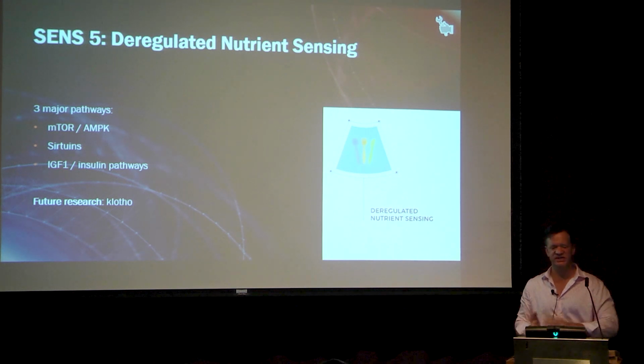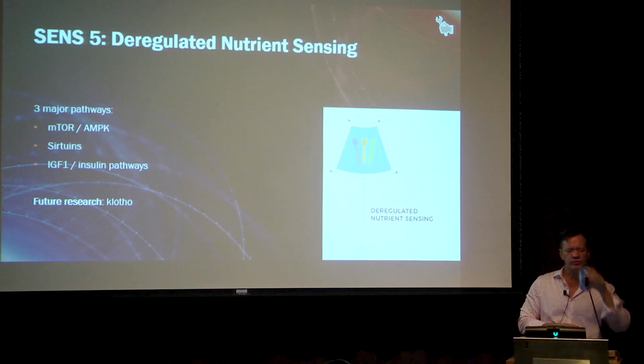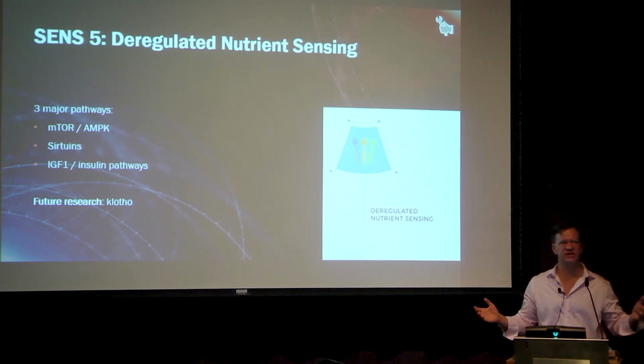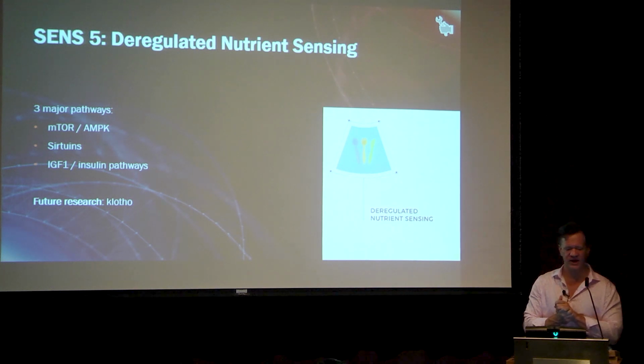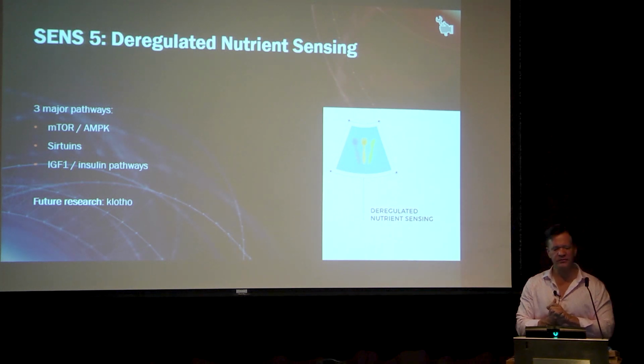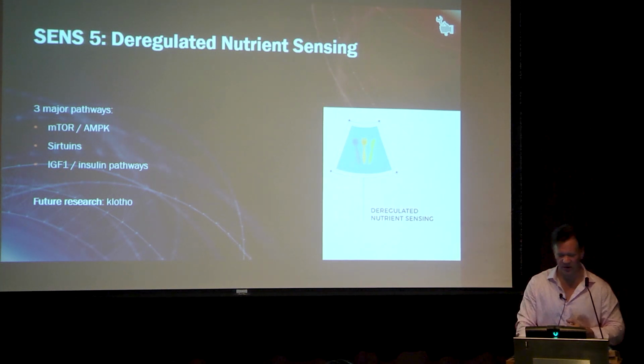Okay, deregulated nutrient sensing. I have to do a little bit of a deep dive on this one because it's pretty important, and there are three major pathways here. When we talk about deregulated nutrient sensing, we're talking about your body becoming less able to properly deal with the nutrients that you're putting into your system. I guess that's the best way to describe it. But we're going to talk about the mTOR and AMPK pathways, we're going to talk about sirtuins, and we're going to talk about the IGF-1 and insulin pathways, all of which are very important.